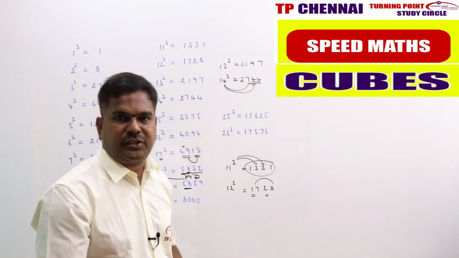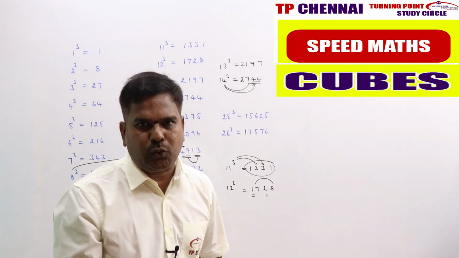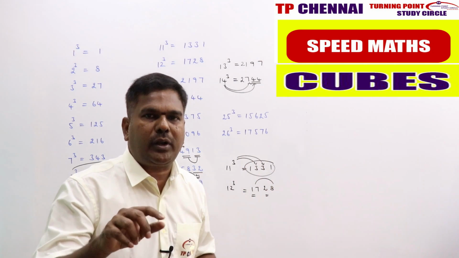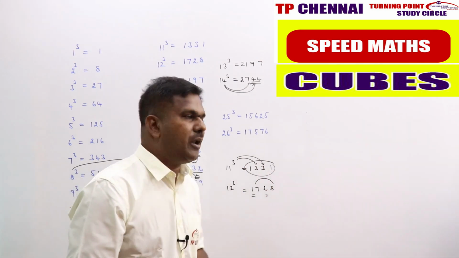So 14 cube starts with 3 cube. So that is 27 as the first 2 digits. Next 2 digits: in 14 cube, 4 is there. You need to keep 2 times that 4. So 2744. 14 cube is 2744.